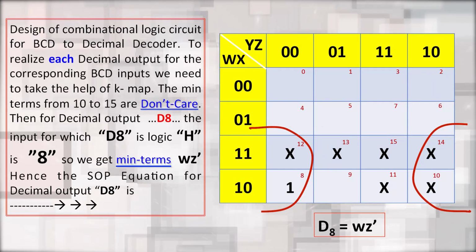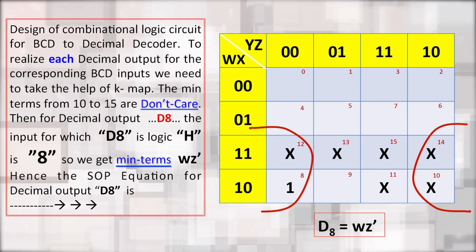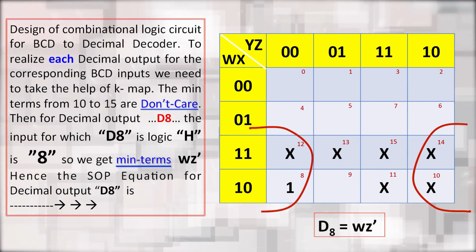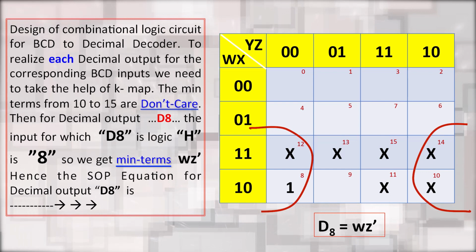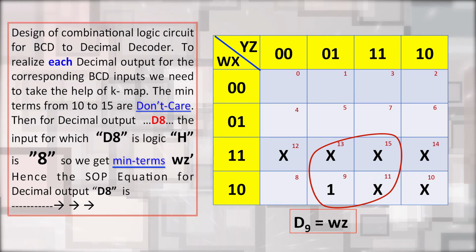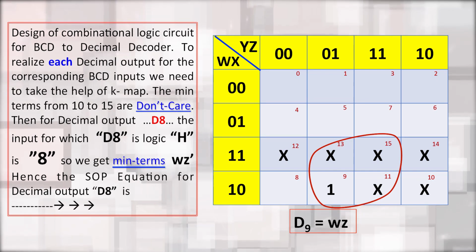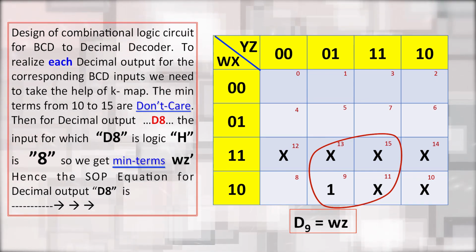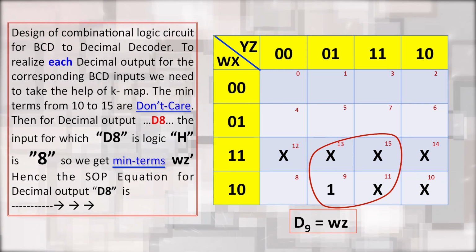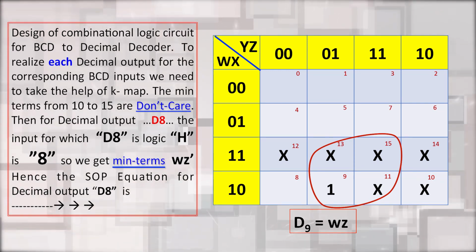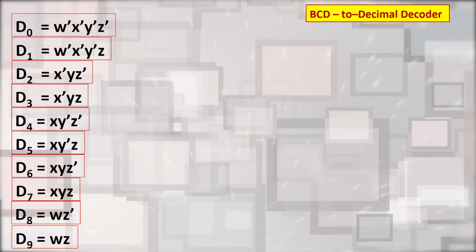Then for decimal output D8, the input for which D8 is logic high is 8. So, we get the minterm W bar... that is, W, Y bar, Z bar. Then for decimal output D9, the input for which D9 is logic high is 9. So, we get the minterm WZ. Hence, the SOP equation for decimal output D9 is D9 equal to WZ. Now, we have all the SOP equations for D0 to D9.